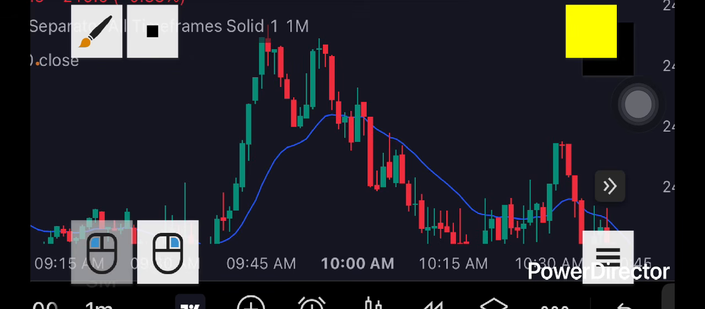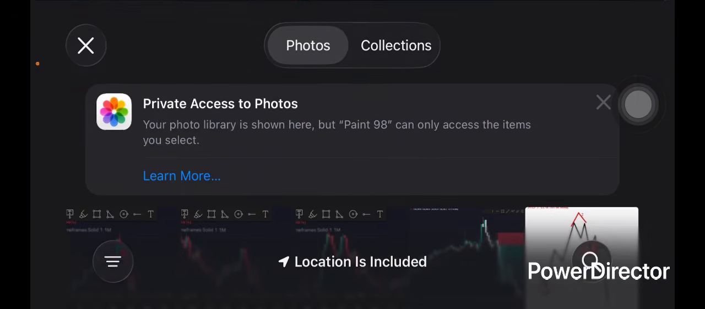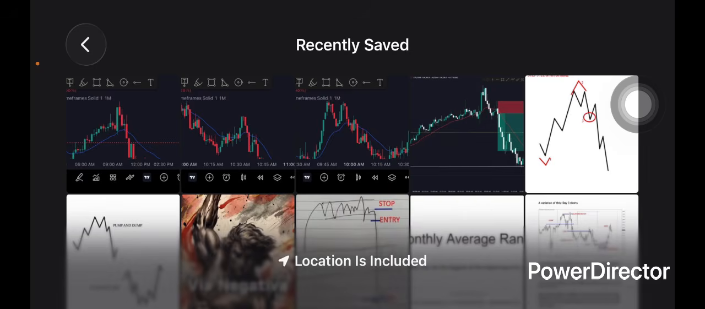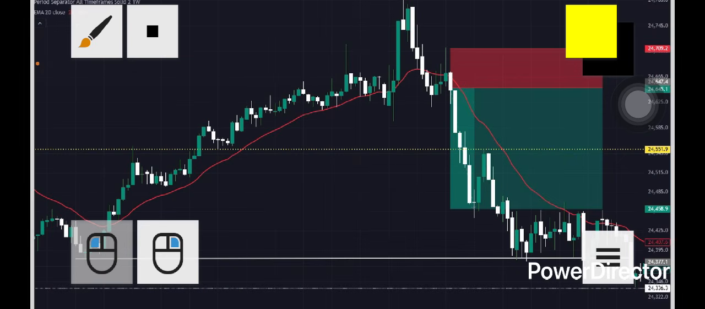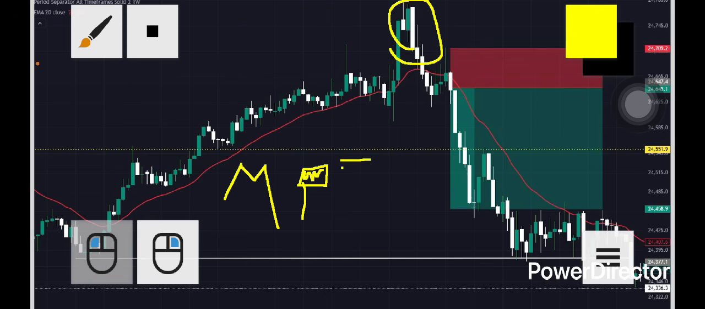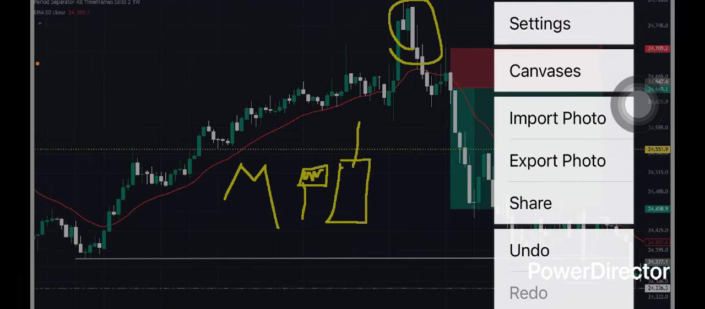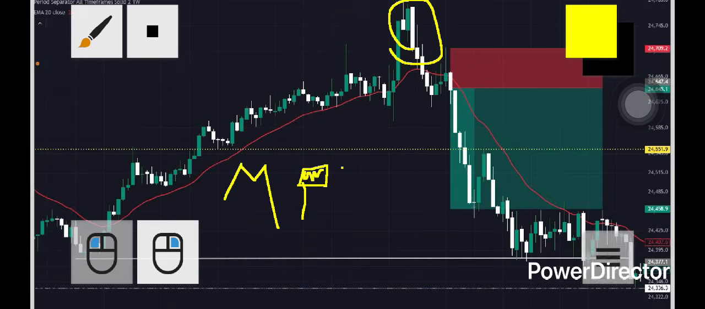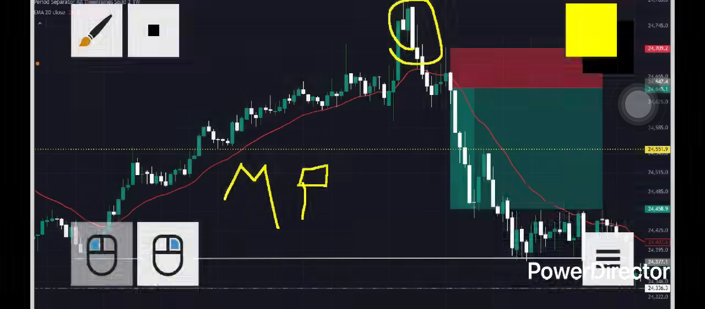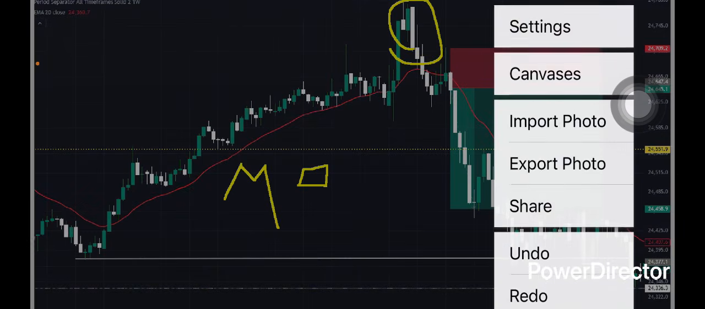Okay. If we were to go back to our 5-minute time frame, you can see there's our 5-minute engulfment. Okay. So this M pattern on a 1-minute time frame is an engulfment on a 5-minute time frame. I hope that makes some sense for you.